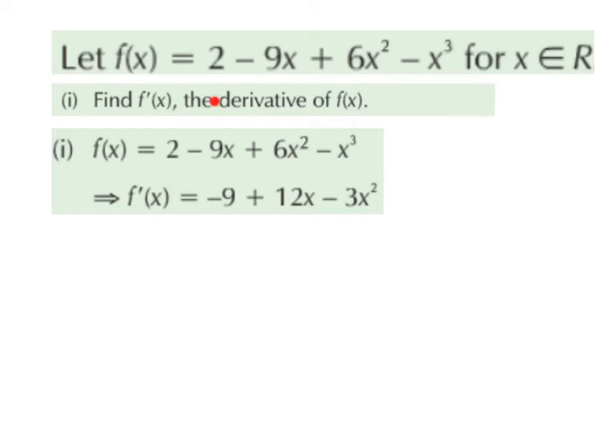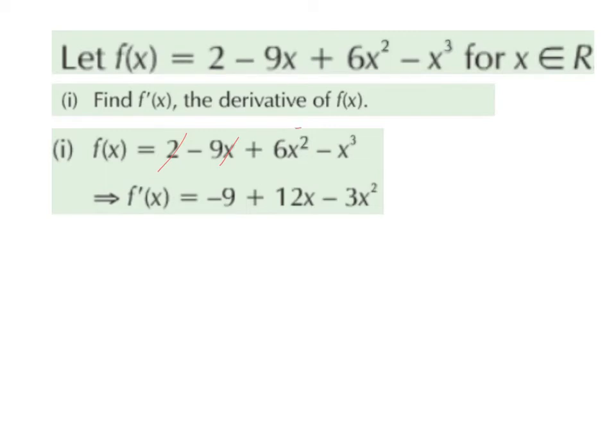So Part 1, find the derivative of f of x. Well, we start off with a constant and we can just cancel that out because there's no x value, so we can't differentiate a constant. Then we have minus 9x, and we're just going to cancel out the x, so the derivative of minus 9x is going to be minus 9.